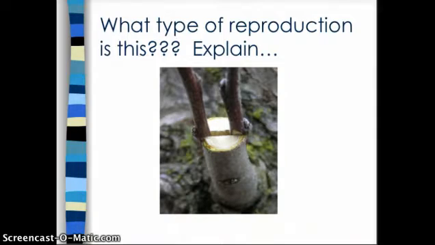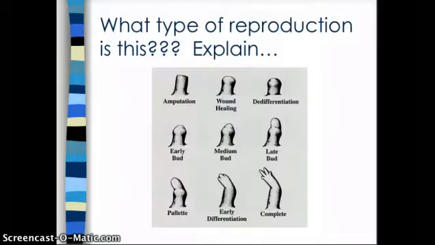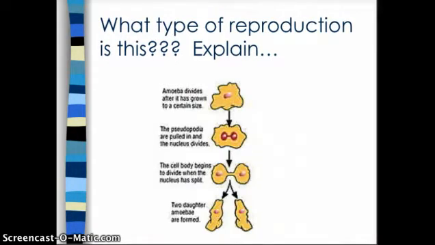And the type of reproduction here? This is asexual, and it's also vegetative propagation. And in this picture here, where we see an amputation and a healing wound, and we eventually have the complete regrowth, this is asexual, and it is regeneration. Here we have an amoeba dividing. This is asexual, otherwise known as binary fission.